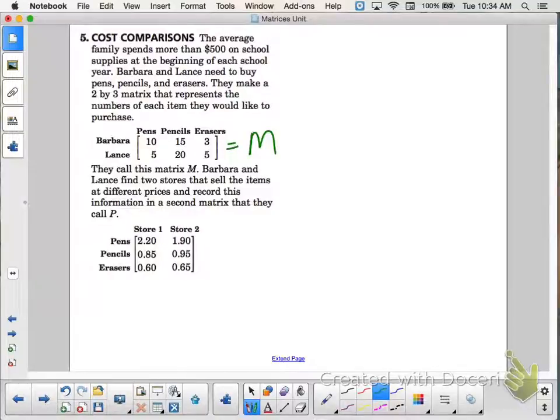Now they want to figure out how much money they're going to spend. So they go over here and they figure out how much a pen costs at store 1 and at store 2. And they call this matrix P. What I want you guys to do is I want you to compute or find MP, M times P. After you've found M times P, I want you to tell me what it means.